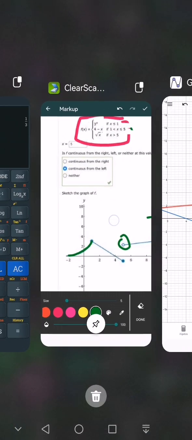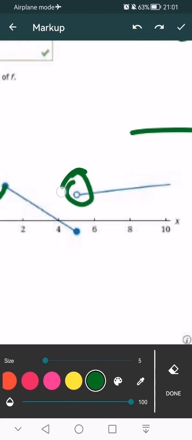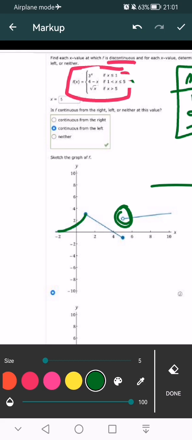So when I start drawing, there is no curve, it will be a straight line, and I will put an open hole at 5 because it is greater than 5.